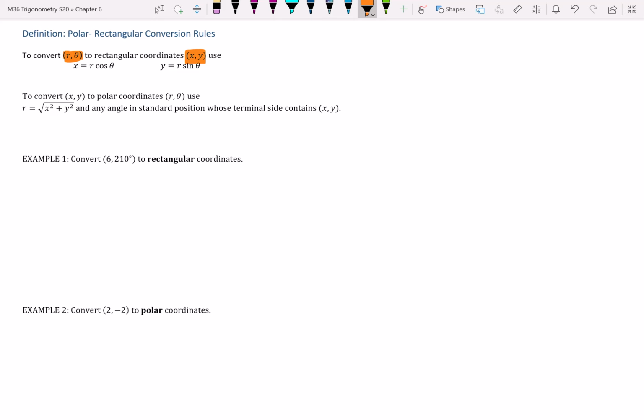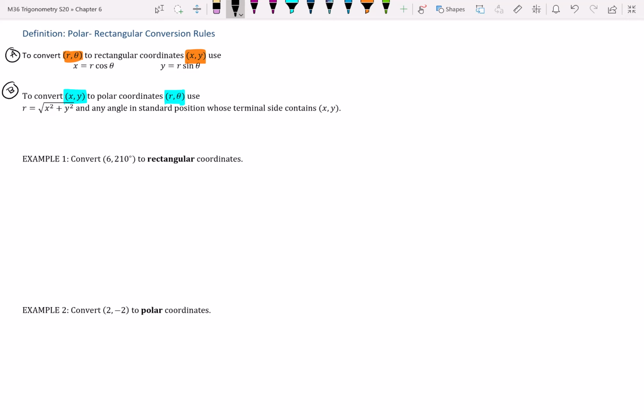If we want to go the other way, from x and y, from rectangular coordinates to polar coordinates, we have also used this before. We know that r is defined to equal the square root of x squared plus y squared, and theta would be the angle in standard position that contains the point (x, y). So it depends: if you want to go from r and theta, you would use the first, let me call this A, and if you want to go from rectangular to polar, then you would use B.